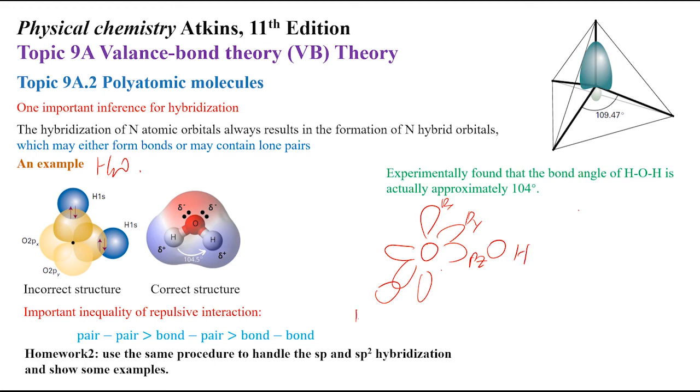hydrogen 1s orbitals approach to form water, and it's natural for us to think the bond angle would be 90 degrees. However, experiments find that the bond angle of HOH is actually approximately 104 degrees. If you finish the homework, you will know that the bond angle of a tetrahedral structure would be 109.47, approximately 109. But the bond angle of water is slightly smaller than this value. What happened?